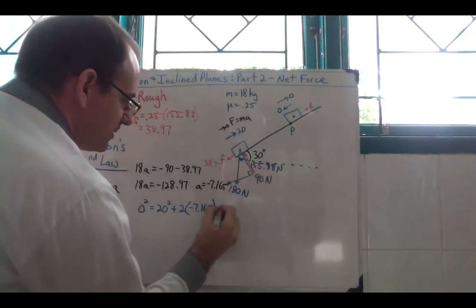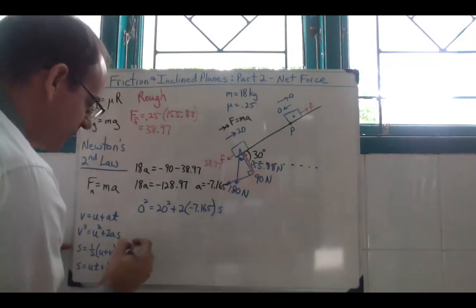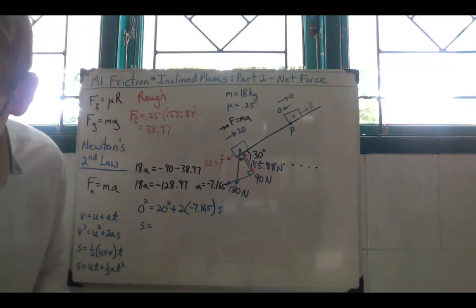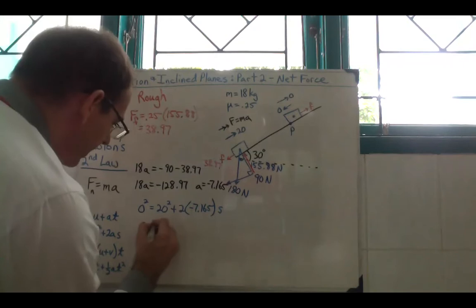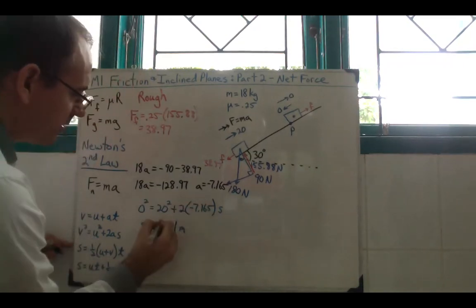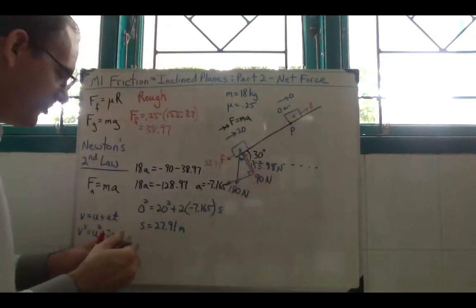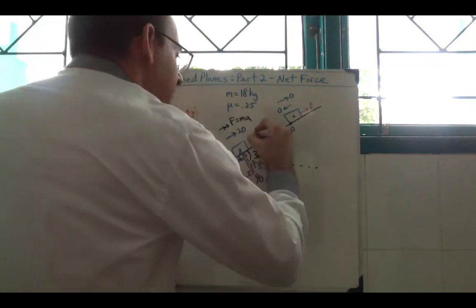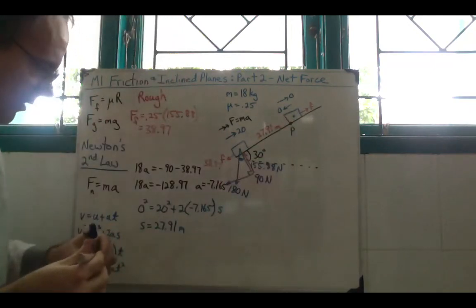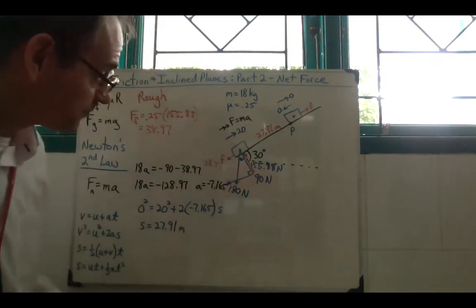And s as the distance. Okay, so when we solve for distance, our distance is going to come out to 27.91 meters. You can do the calculation and find that distance from here to here is 27.91 meters. So now we know how far it has traveled up.